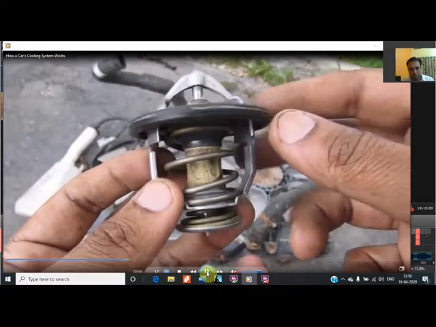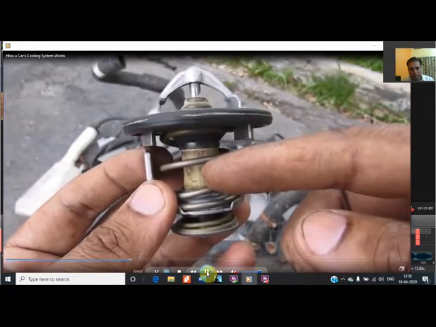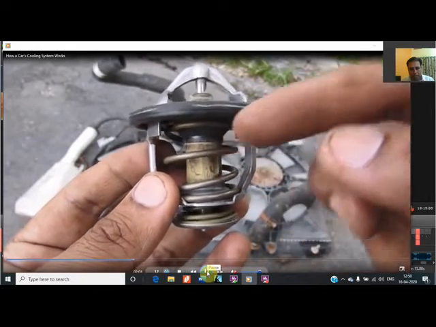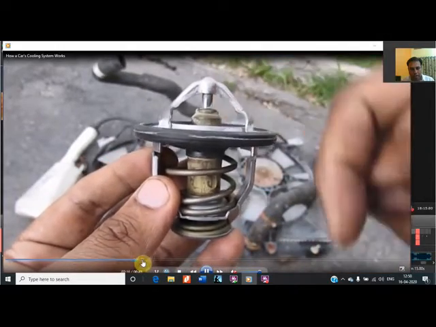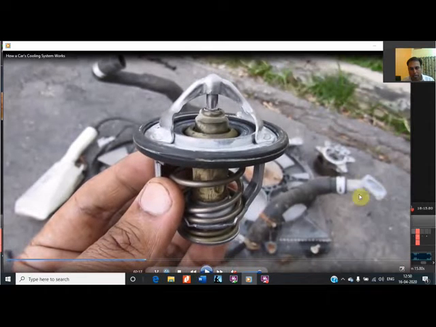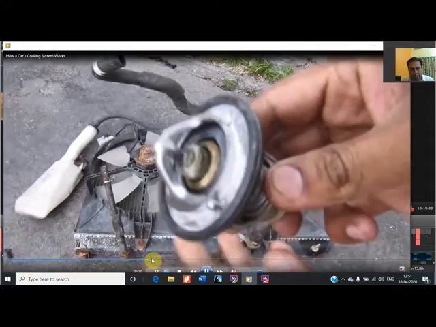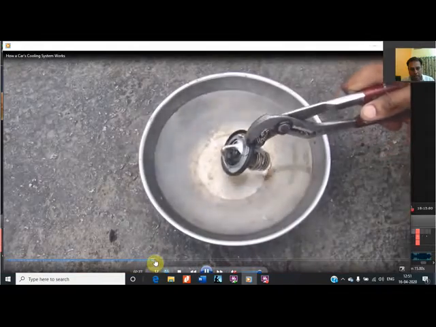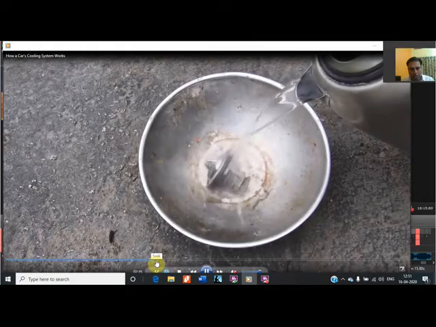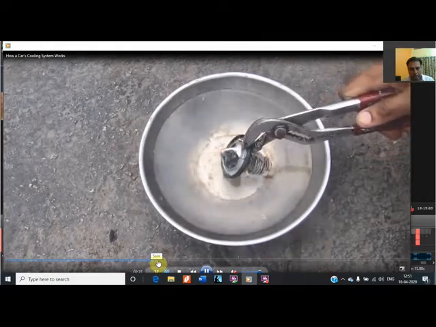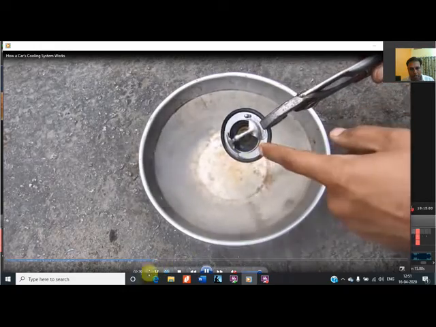The location is being shown. You can see the location. The wax they have shown over here, and the location is this. This is the location at the bottom side, from where the cold coolant goes to the cylinder block. It is prevented by this at the initial stage, and he is testing this thermostat by pouring hot boiling water over it, and what he sees is that the complete valve is open.